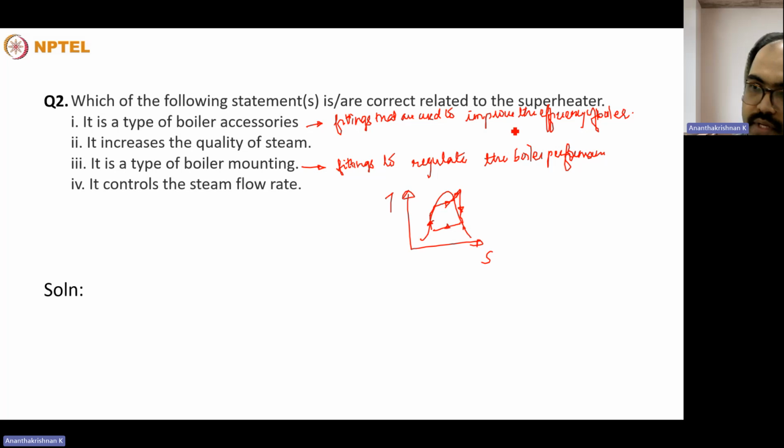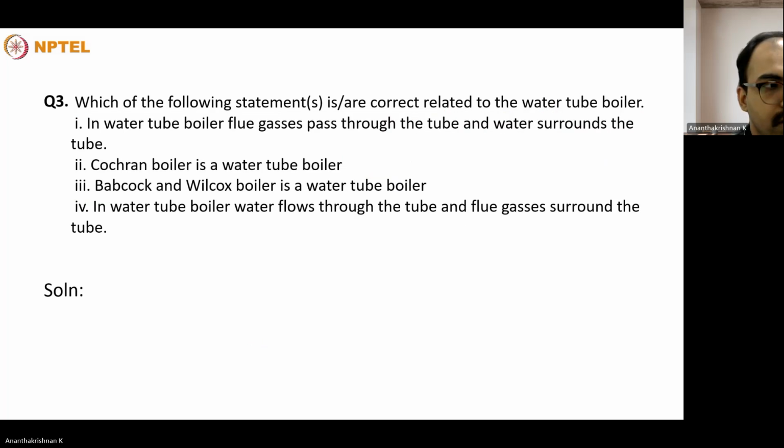So it essentially means that this is a boiler accessory and not a boiler mounting. We are not going to control the performance based on this one. It controls the steam flow rate? No, it's not right. Will it increase the quality of the steam? Yes. If we take a case when the superheating is not there, it will be directly coming like this at a lower quality. Once it gets superheated, it increases the quality of the steam. So option 1 and 2 are right. Look into the third problem.